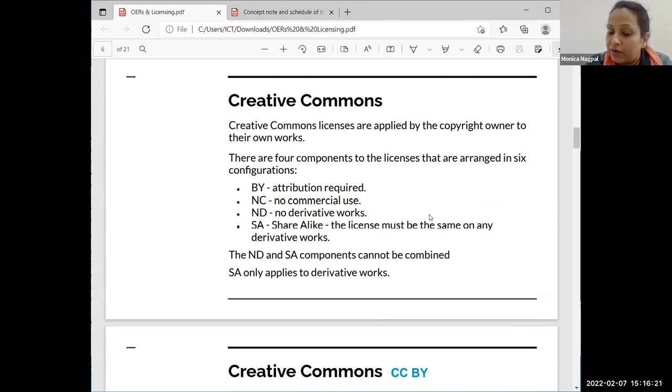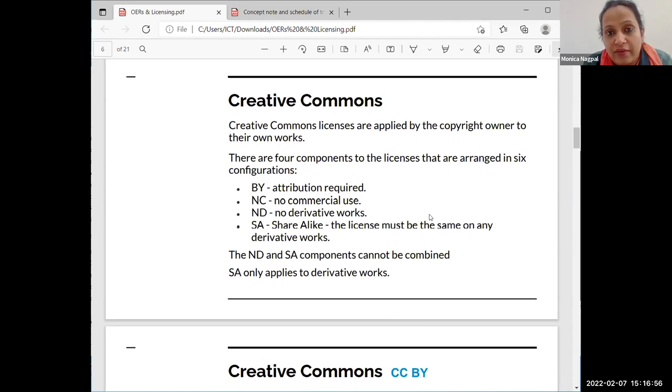Say for example, you have created a very good video, but you wanted some image which you found, and you are giving attribution that, okay, this is created by this person or I have accessed it from this place. That is attribution. So in CC licenses, the first component is attribution, which is termed in the license as BY. The next is NC, that means non-commercial use. NC, non-commercial. The license which prohibits you from using the product commercially.